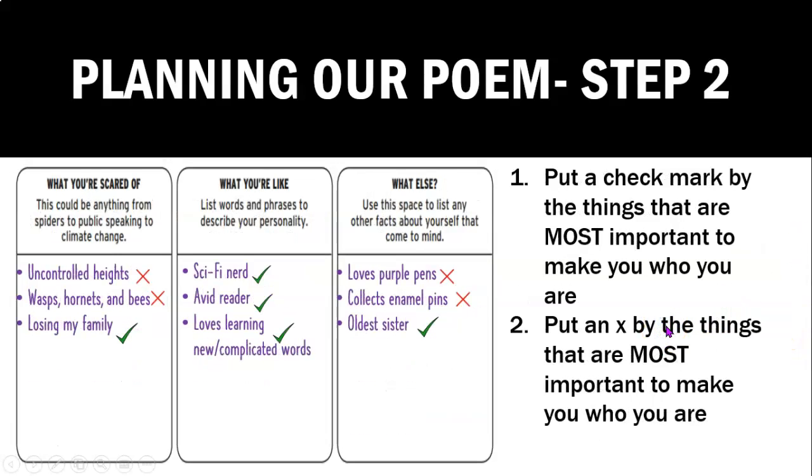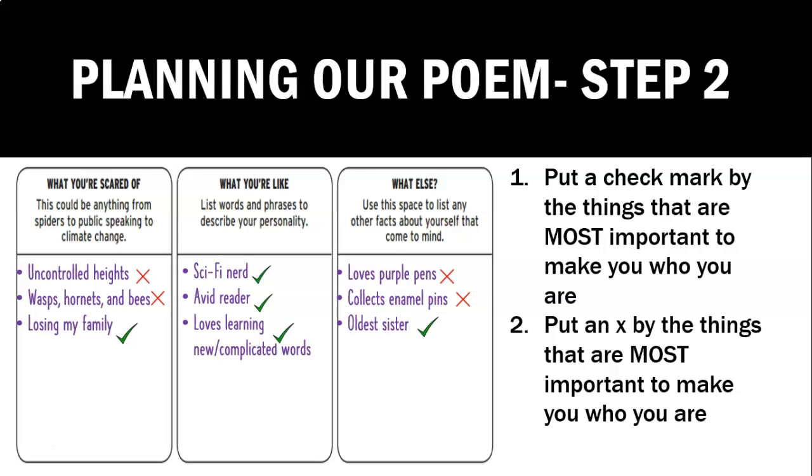Then, step 2 of planning your poem on that paper is going to ask you to go through the boxes that you filled in. You're going to put a check mark by the things that are super important. If these things were different about me, if I didn't like these things, or if I felt differently about this, or if this thing was not true, that would make me a completely different person.